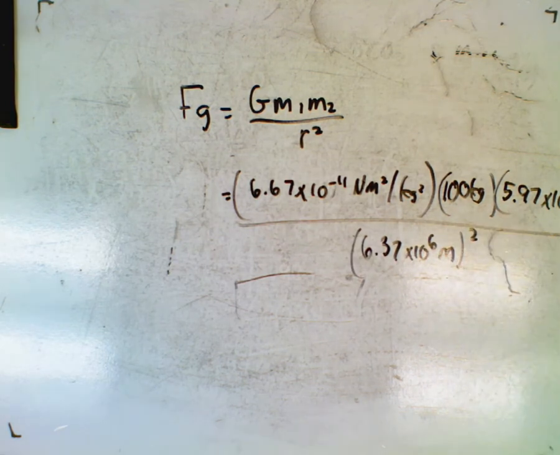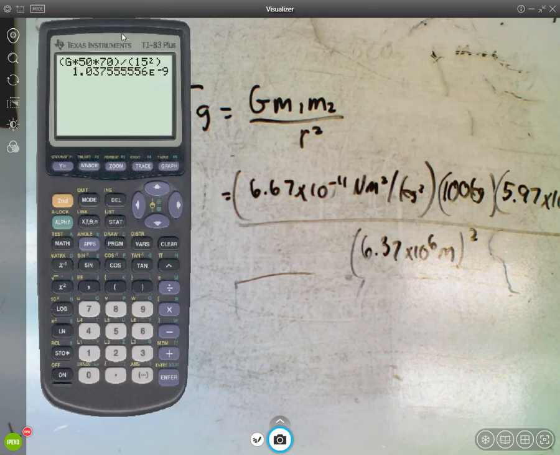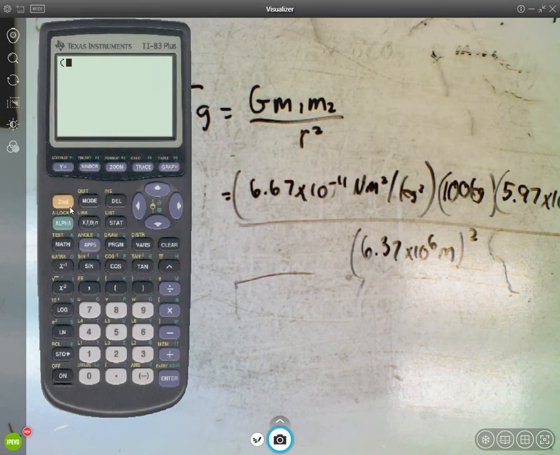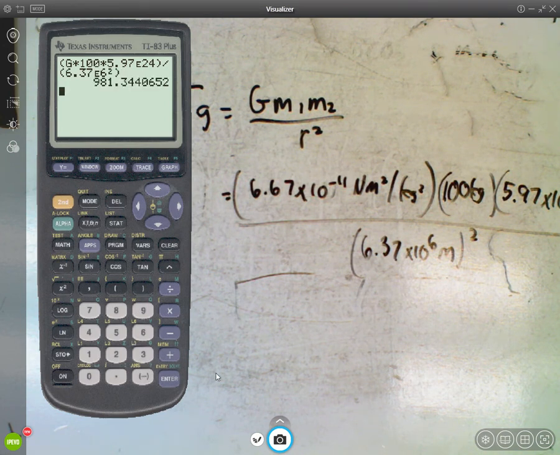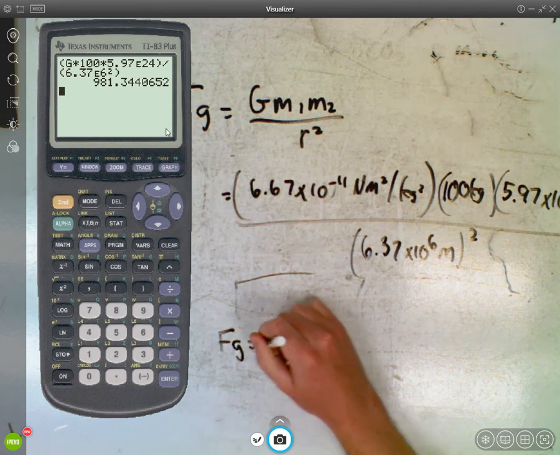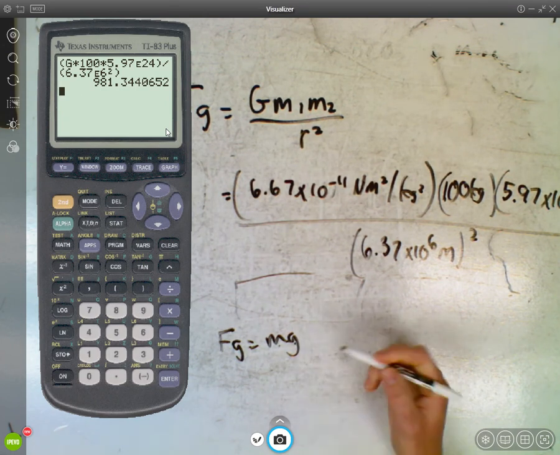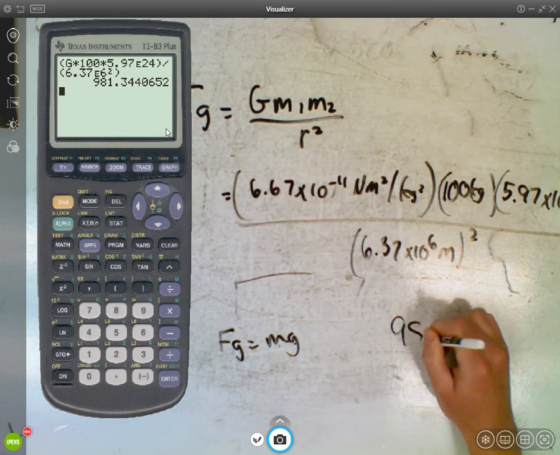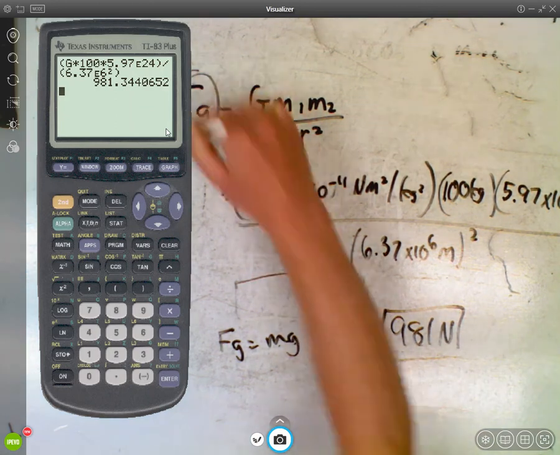So if I plug all of that in to here, you can go alpha g times 100 times 5.97 times 10 to the 24, and then we divide it by 6.37 times 10 to the 6, and square it like that. We're going to get 981. Right? How did I know that? Well, the reason that I knew that is because Fg equals mg, right? If we go 100 times 9.81, because he's on the surface of the Earth, we're going to get 981 newtons. So both of these Fg's are the same.